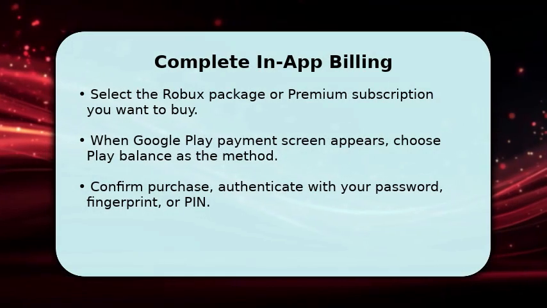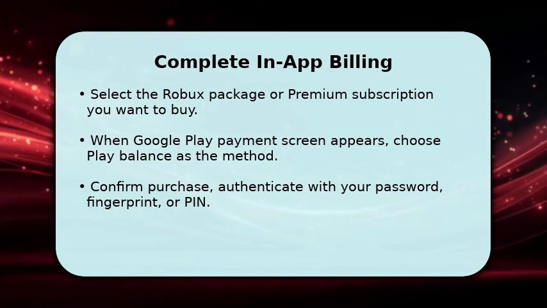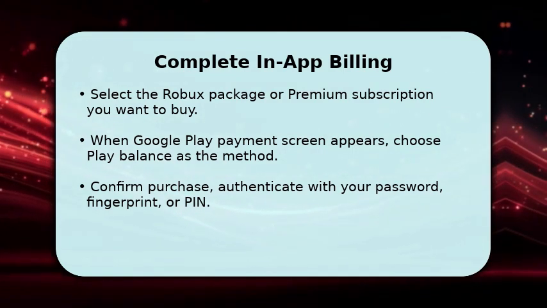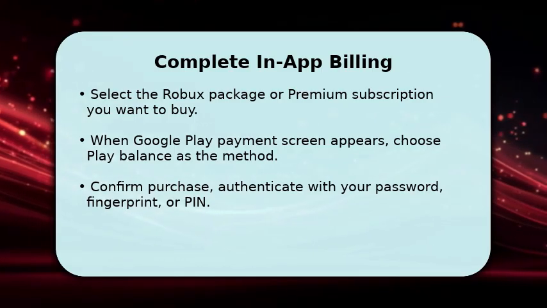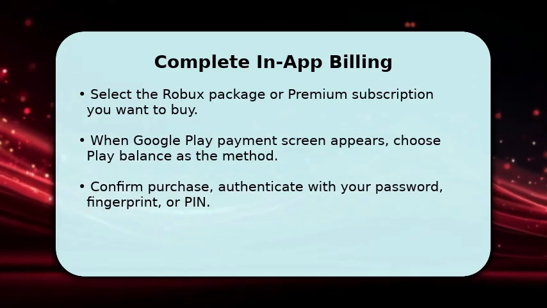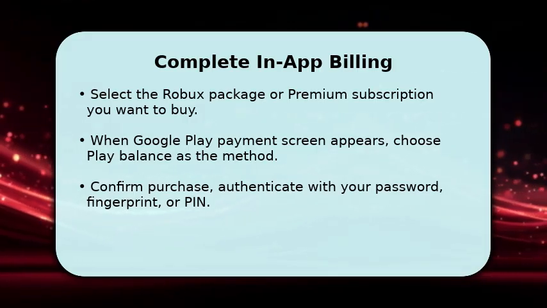Now pick the Robux bundle or premium purchase you want. When you tap Buy, the Google Play payment sheet appears. Here you must explicitly choose your Play balance as the payment method so it will be charged. You'll authenticate with your device, use fingerprint, PIN, or password, so make sure those are working. Once you confirm, Google processes the payment and Roblox should grant Robux immediately.